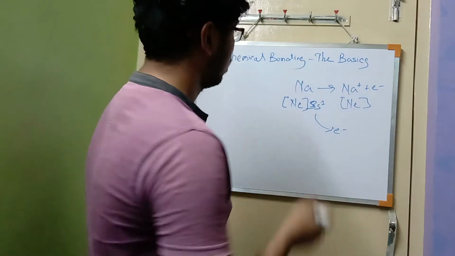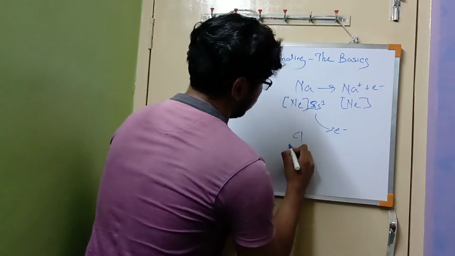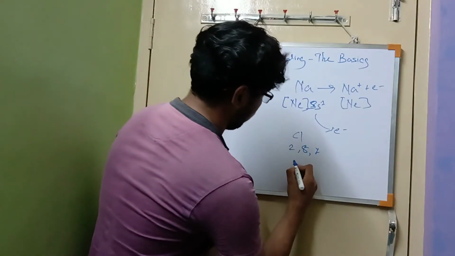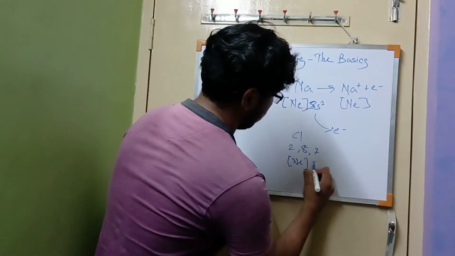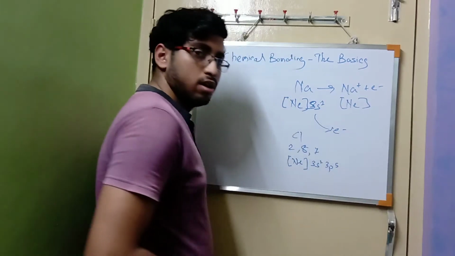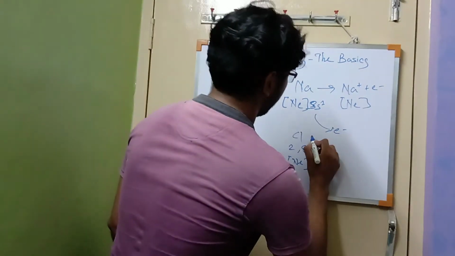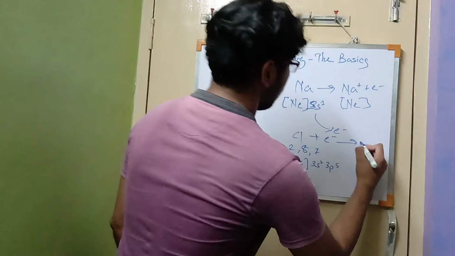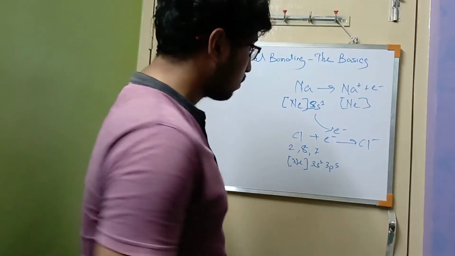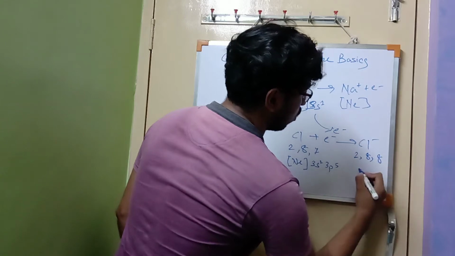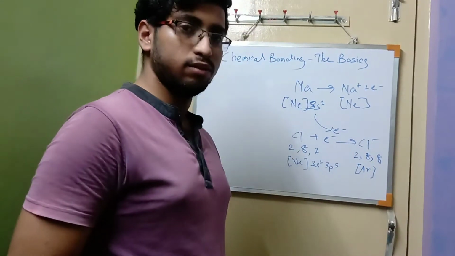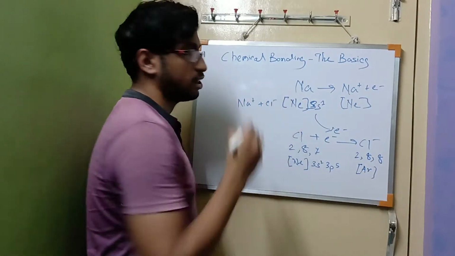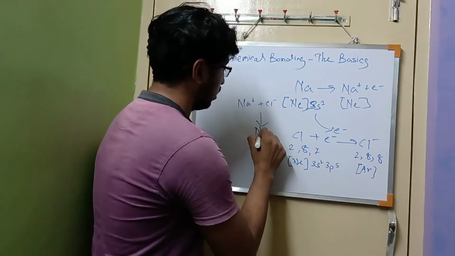And what happened to chlorine? Basically, chlorine contains 17 electrons. The configuration was 2, 8 and 7, that means neon 3s2 3p5. What happened next? Chlorine captured the electron which had been previously released from sodium and formed Cl-. Now the chlorine acquires the configuration of argon. So now it has formed the two ions, Na+ and Cl-, and that can form NaCl.